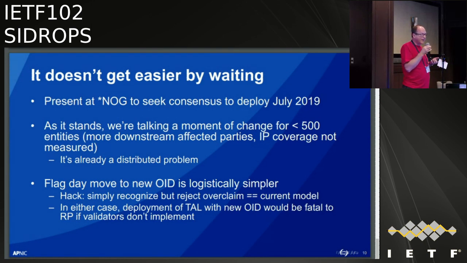Logistically, choosing to flag day it would be a hell of a lot simpler. And I've even proposed the hack, which no one will want, which is simply to mark the OID as understood, but continue to reject if it's an overclaim. At a bare minimum, that would allow the world to carry on working if we move to a new OID. But obviously it's a hack, because it means you're not respecting the model of validation. So in that spiritual sense of honoring the principle of an OID in a certificate, it's a complete fail. That's it.